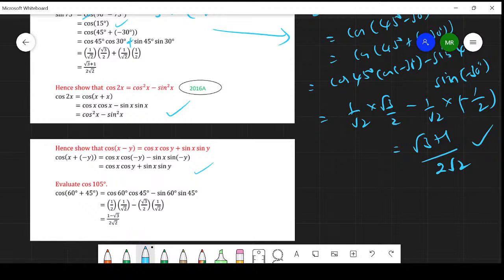Cos 60 is 1 by 2, cos 45 is 1 by root 2. Sin 60 is root 3 by 2, sin 45 is 1 by root 2. You will get the answer 1 minus root 3 by 2 root 2. Cos 105 degrees gives a negative value. So this is your answer.